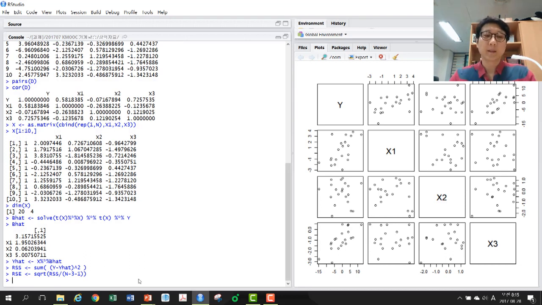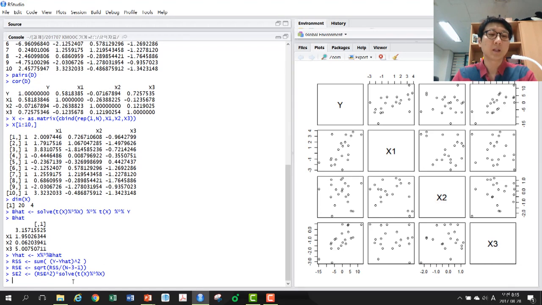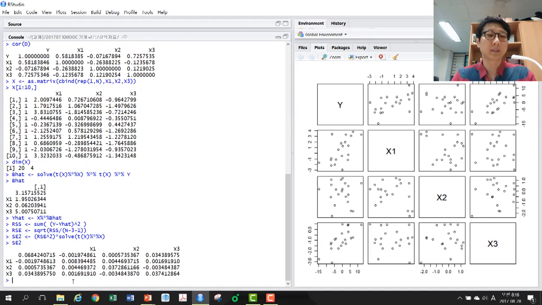Then, finally, we need to calculate the standard error matrix. But this is the standard error square matrix. So this is the covariance matrix between the coefficients. These are calculated by RSE square times, because this is just one number, the inverse of transpose X times X. This is the standard error matrix. So if we see the S input, it is like that.